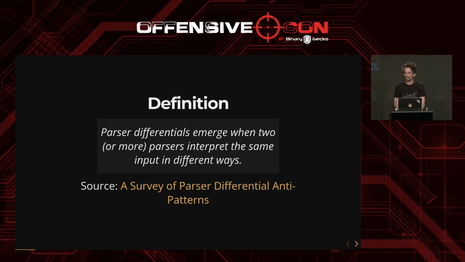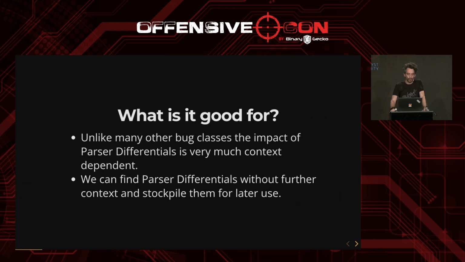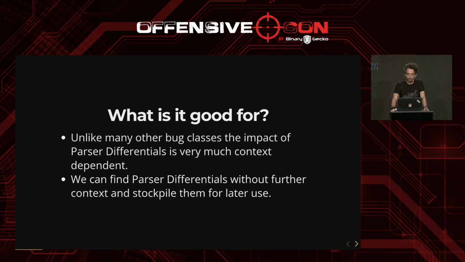So I just said this is not going to be academic, but the first thing I do is citing an academic paper for the definition of a Parser differential: Parser differentials emerge when two or more parsers interpret the same input in different ways. What is this good for? That depends, right? It always depends.